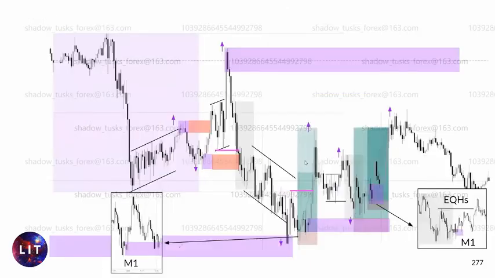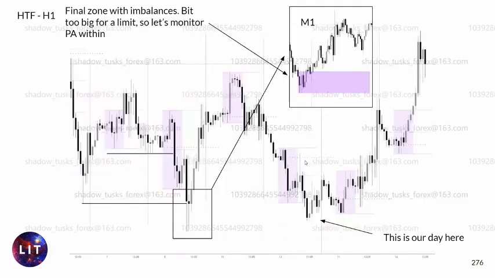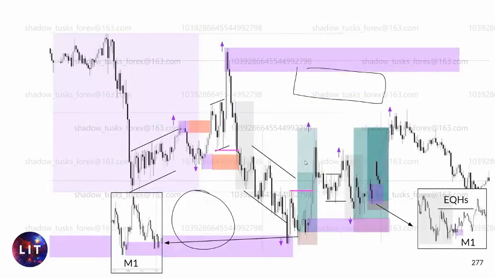So this right here is our overall limit. This is our overall limit. This is our refined zone, this one right here. So we can see, okay, price taps into that refined zone and then comes up, gives us the break of structure. Price comes back down.